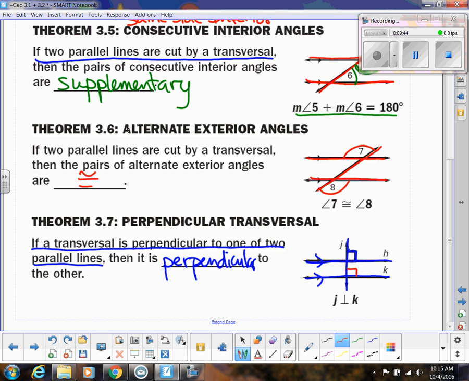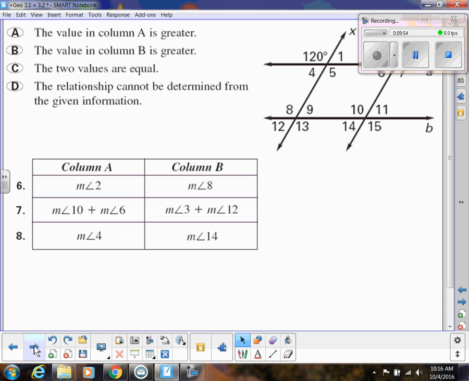Okay, and we can go through a proof later, but you can see that those are corresponding angles, so that should make sense. So make sure you have those down. Let's look at this kind of problem.